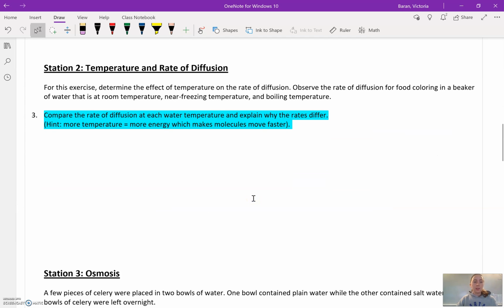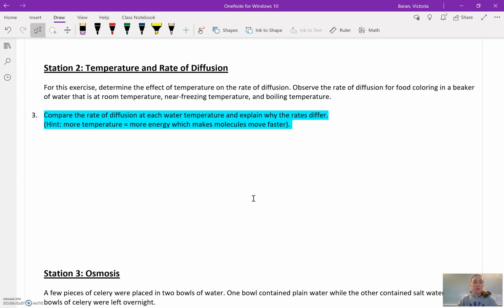So now we're going to move on to the second station. So for this exercise, we're going to look at the effect of temperature on the rate of diffusion. So diffusion is just moving from high to low concentration of any substance, versus osmosis is specifically the diffusion of water.